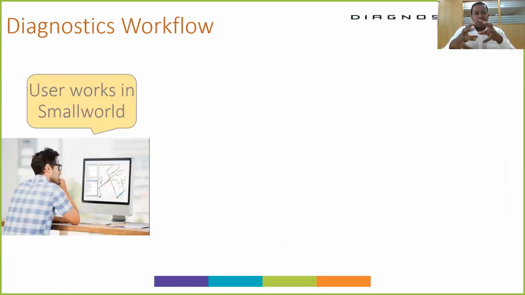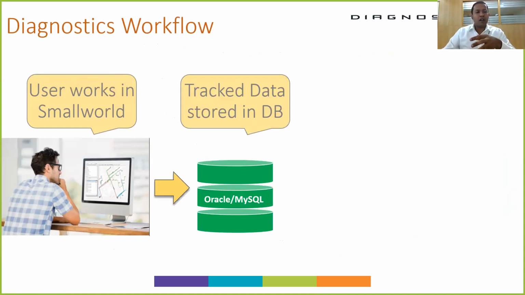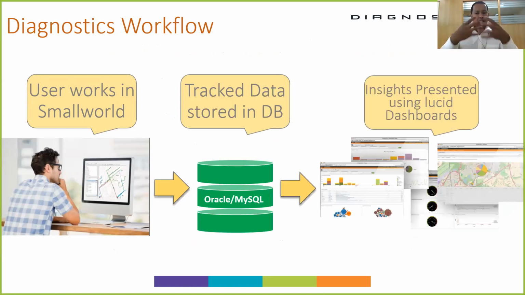So how this works is, for every activity that a user performs in their Small World system, it can be from opening an application to performing a map-based activity to performing a database activity, diagnostics tracks all these details and passes it on to an intermediate database. Then the data from these databases is processed and presented to the user using insightful and easy to understand dashboards in diagnostics.